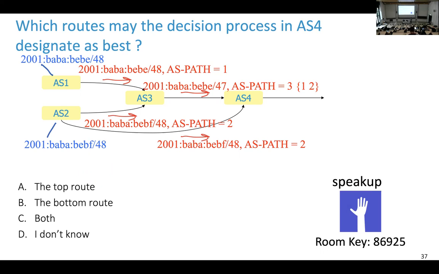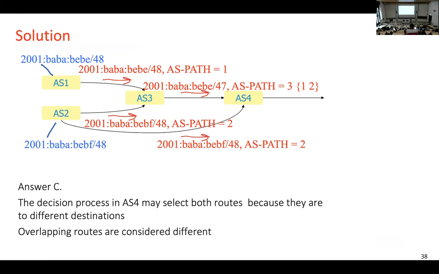I will close the poll in a couple of seconds. Well, the majority says B, which is good because you think that these two paths are overlapping, so it makes sense to keep only one. However, that's not what happens. In fact, this router will keep both of them, because from the point of view of AS4, these are two different routes.